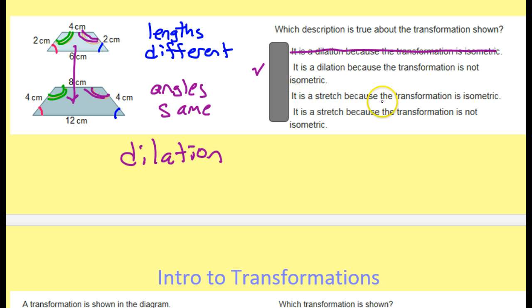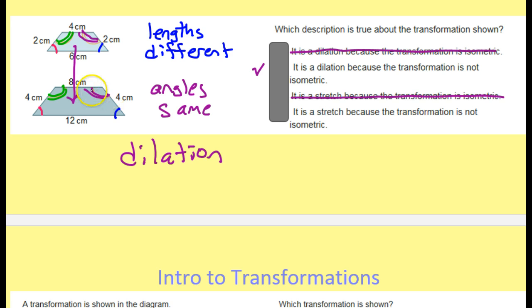Okay, it is a stretch because the transformation is isometric. Yeah, stretches are not isometric, so that doesn't make sense. It is a stretch because the transformation is not isometric. It's not a stretch because all of the lengths changed together. So that's how we know it is a dilation.